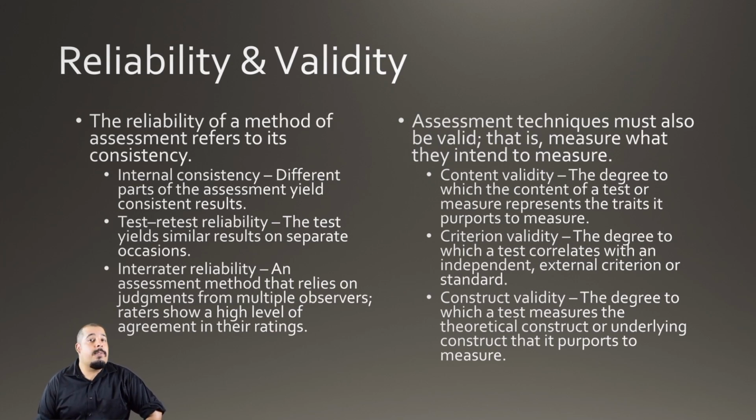For example, if questions 5, 6, and 7 assess for depression on one assessment tool, and questions 22, 23, and 24 also assess for depression, and both sets of questions are correlated, the assessment tool is said to have internal consistency. Test-retest reliability would be if a test is taken and then taken another time in the future. The results would be the same or at least very similar.